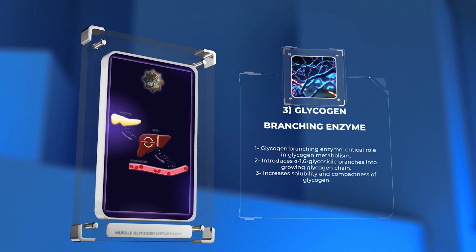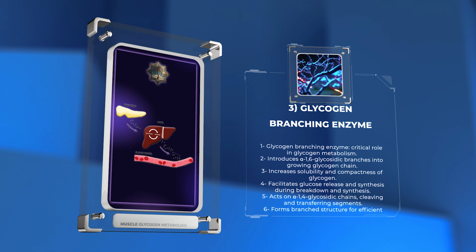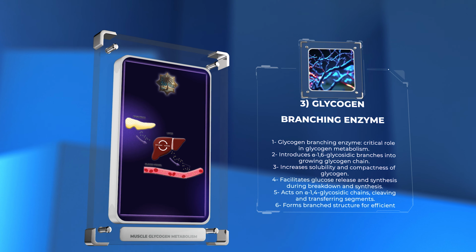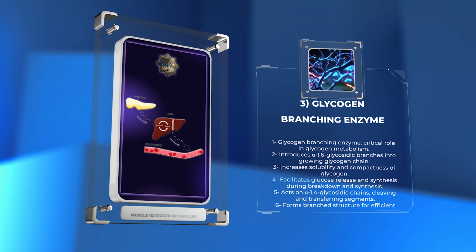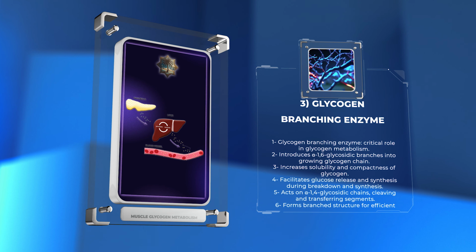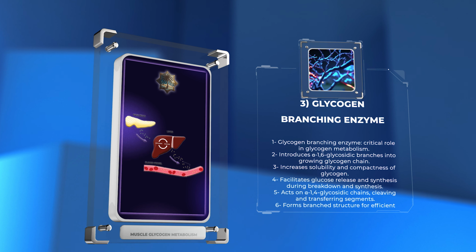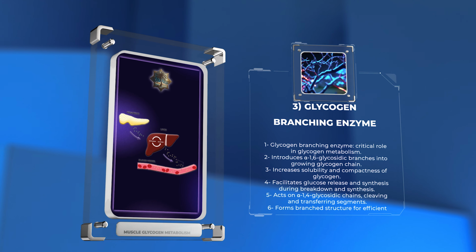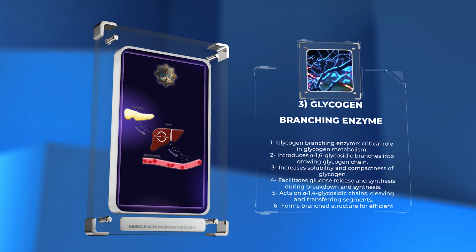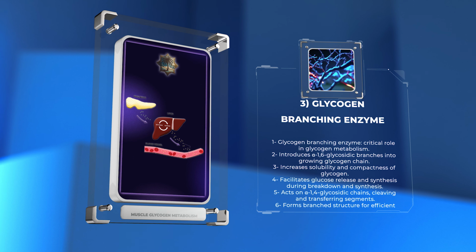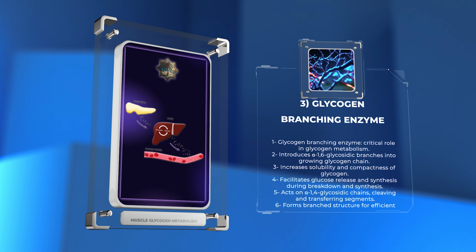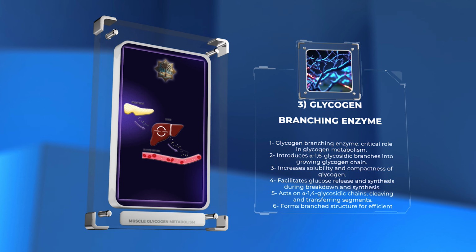Glycogen branching enzyme plays a critical role in glycogen metabolism by introducing alpha-1,6 glycosidic branches into the growing glycogen chain. This branching allows for efficient glucose release and synthesis during glycogen breakdown and synthesis, respectively. The branching enzyme acts on the nascent alpha-1,4 glycosidic chains, cleaving a segment and transferring it to another position within the same or adjacent chain. This process generates a branch structure that increases the solubility and compactness of glycogen, facilitating its storage and subsequent utilization.